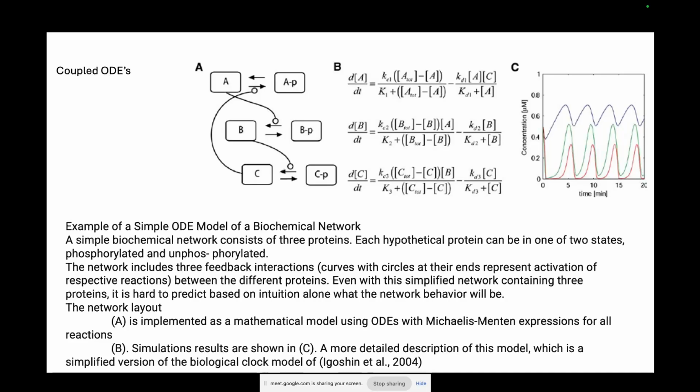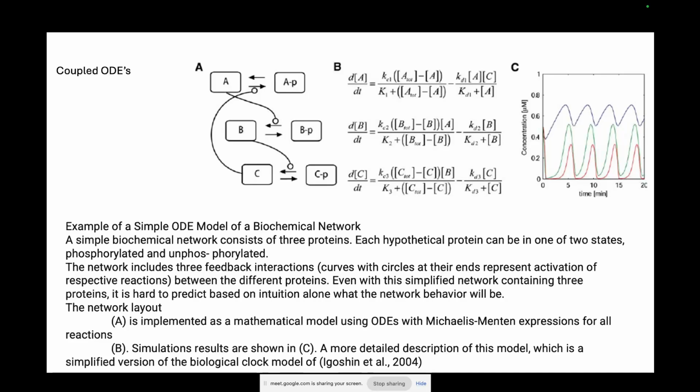So even with this simplified network containing three proteins, it is hard to predict based on intuition alone what the network behavior will be like. For example, if I increase the concentration of A, is the concentration of B phosphorylated going to increase or decrease? Say you increased A. Your question is, will the concentration of B phosphorylated increase or decrease? Just by looking at the equations alone, it is not very easy to say this. Okay, will it increase?